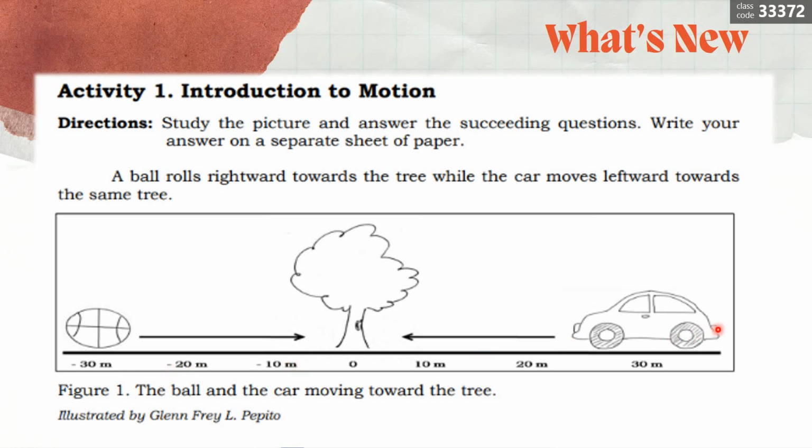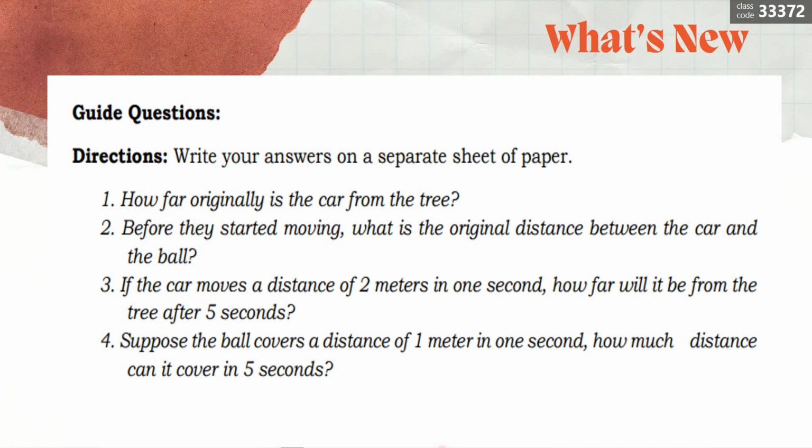And from the right side of the tree, the distance of this car from the tree is 30 meters. And this is 20 meters. Okay. That's how to answer the given question. Guide questions. Directions: Write your answers on a separate sheet of paper.